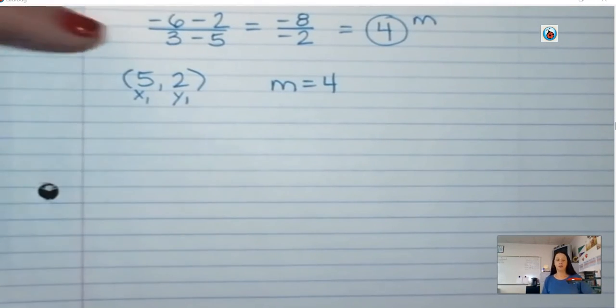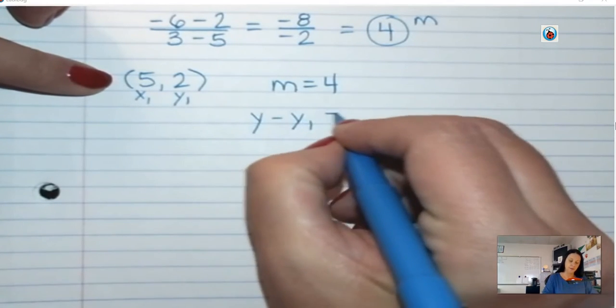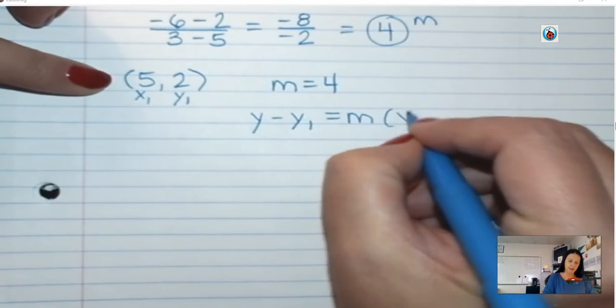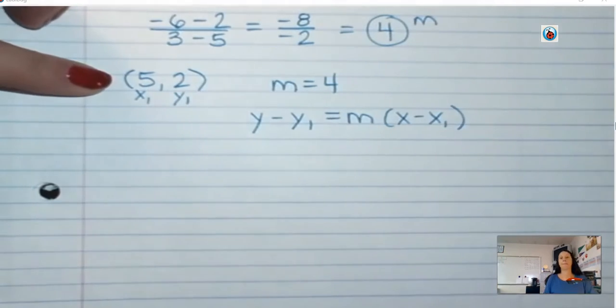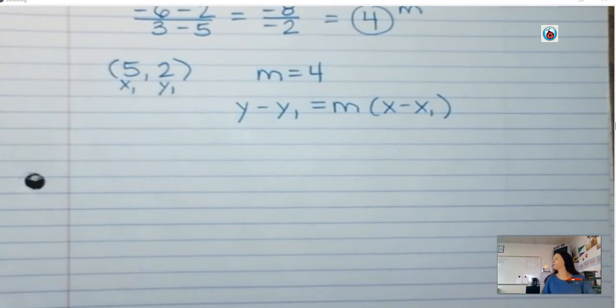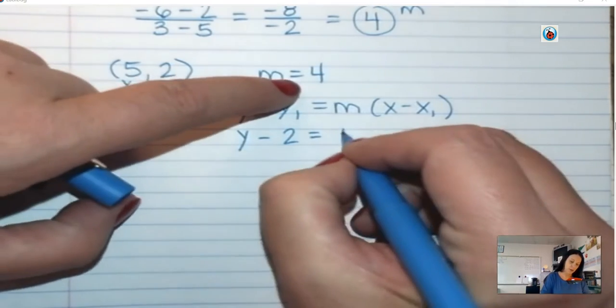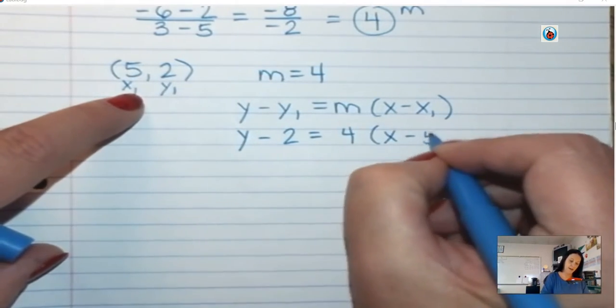So now I'm going to put this into point slope. So y minus y sub 1 equals m times x minus x sub 1. Okay, plug in your x1, y1, and your m. So put it into point slope form first. So you should have y minus 2 equals 4 times x minus 5.